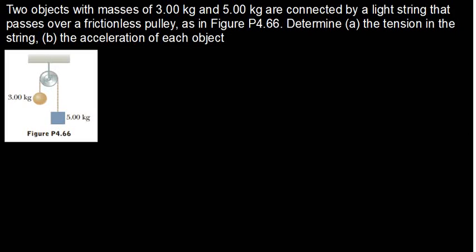Okay, so in this video we are going to solve two interesting questions under Newton's laws of motion. The first question is saying two objects with mass of 3.00 kgs and 5.00 kgs are connected by a light string that passes over a frictionless pulley as in the figure below. Determine part A, the tension in the string, part B, the acceleration of each object.